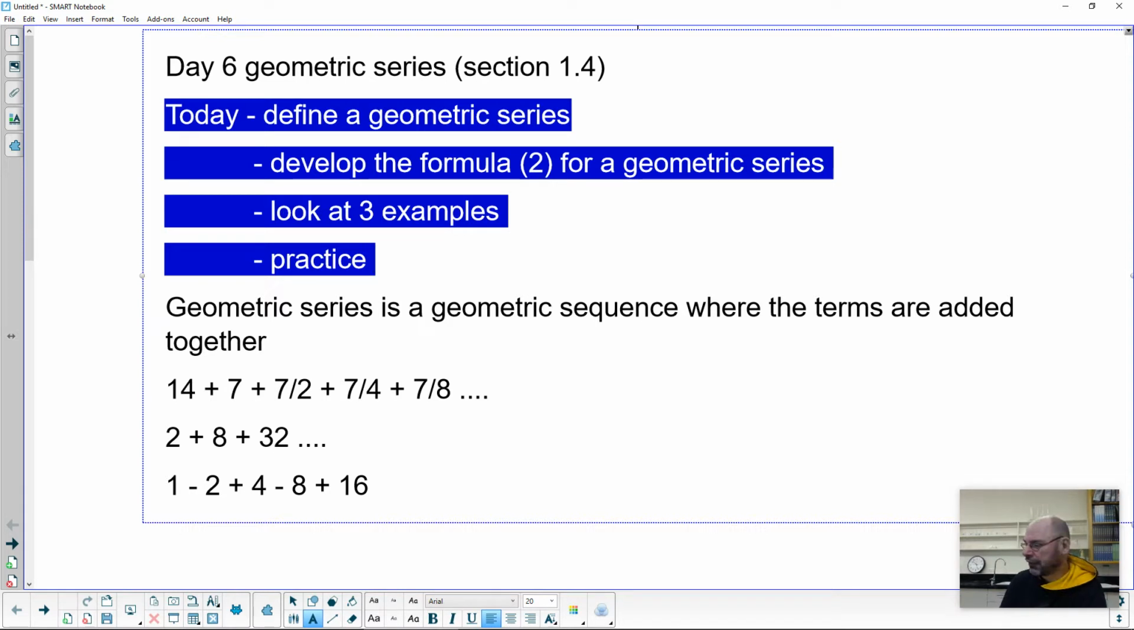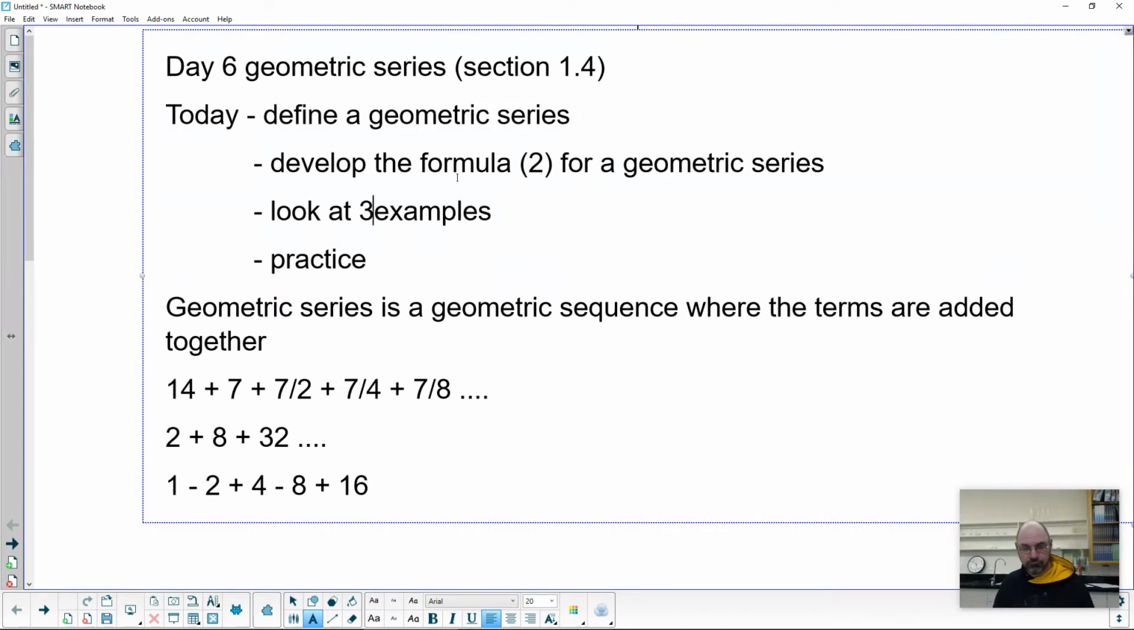Then I'm going to look at three examples, I believe. One, two, three. Looks like four examples, actually. Sorry, guys. Looks like I'm going to do four examples in here. And then there's some eight to ten practice questions from the textbook. Okay, so let's start by defining here.